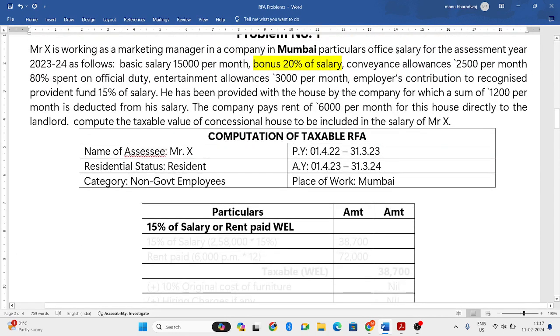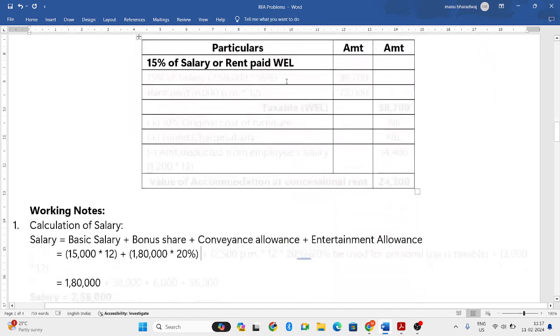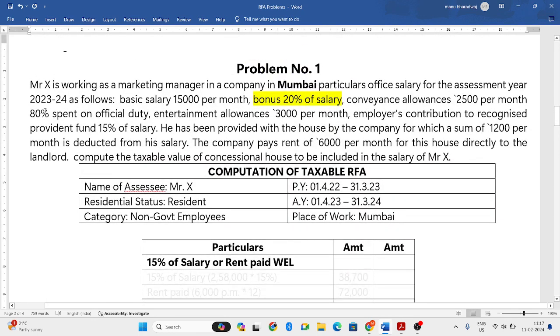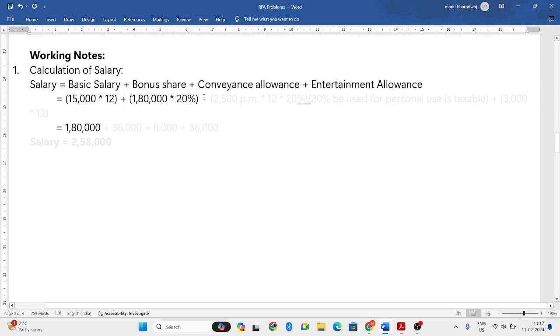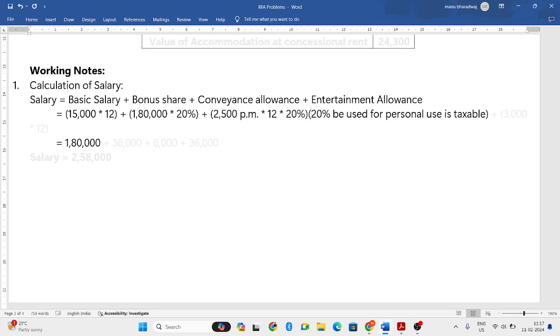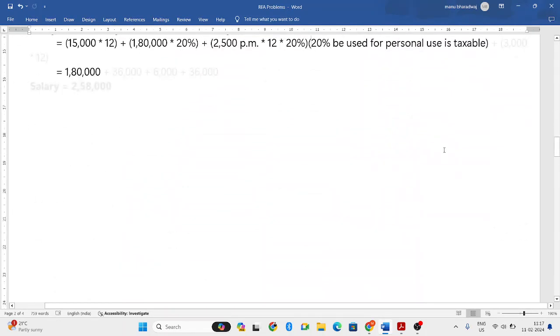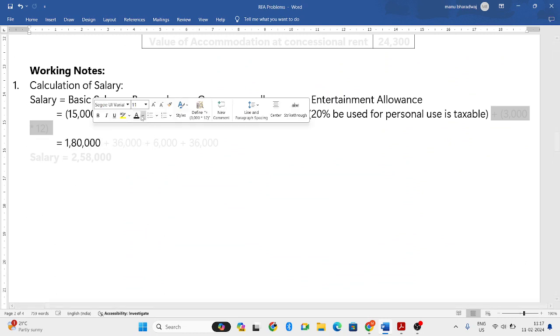Plus conveyance allowance. So 2,500 was per month, but on that he has spent 80% on official duty. So whatever the money spent on official duty will not be taxable. The remaining 20% he has spent on personal work. So only that personal work is taxable. So in case of conveyance, whatever the amount he has spent for official purpose will not be taxable. Whatever the amount he has spent for his personal use will be taxable. Plus entertainment allowances. So entertainment allowances they are giving 3,000 per month. So 3,000 into 12 you have to do.